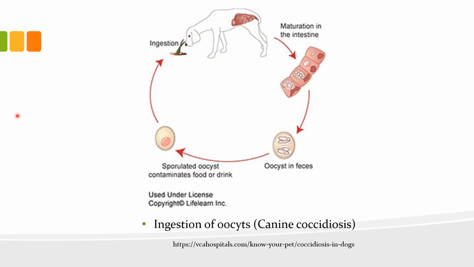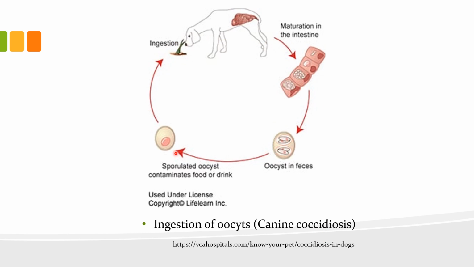Another parasite that exhibits transmission through ingestion is the parasite that causes coccidiosis in dogs. Coccidiosis is the clinical illness caused by infection with the protozoan parasite of the genus Eimeria. These parasites are collectively known as coccidia. The genus of coccidia that infects dogs and causes canine coccidiosis is the genus Isospora.